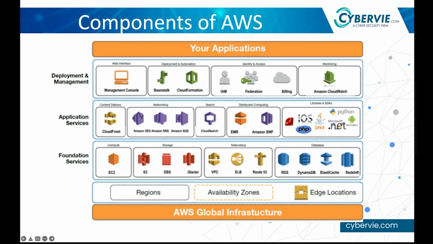Then you have database, networking. Then you have content delivery, you have CloudFront. Then you have several services, right? Then you have management services, IAM and all. Then you have your application. These are the several components or services of AWS.